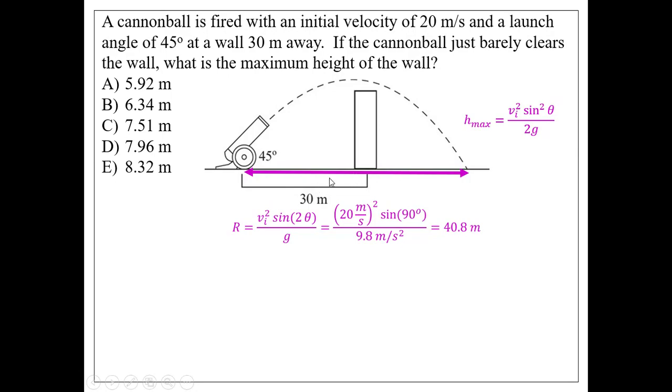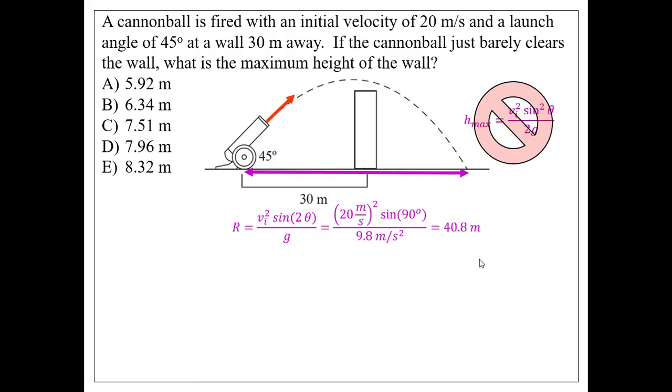Well, the wall is placed at 30. Half of 40.8 is 20.4. But this wall is not at 20.4. It's actually placed at 30, which implies that you cannot use the H max equation. So it's always important to run a test and make sure whether you can use functions or not based on what they represent. H max is at the peak of the flight, which is the midpoint. The wall here is placed at 30 meters, which is not the midpoint, so therefore you cannot use the H max equation, okay? You have to resort to your regular kinematics.